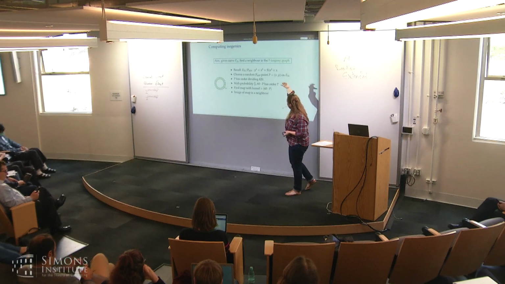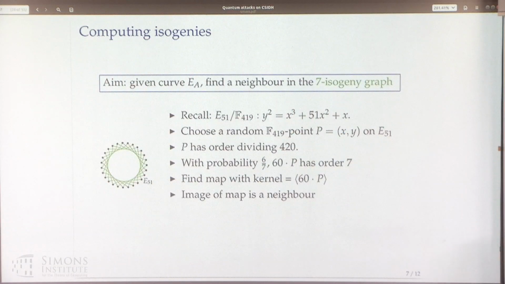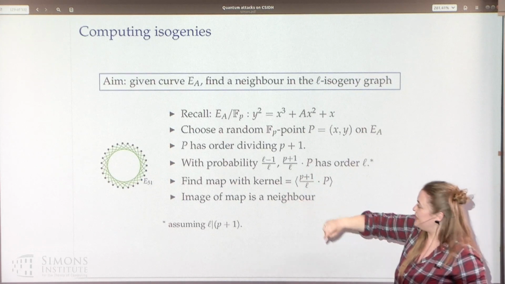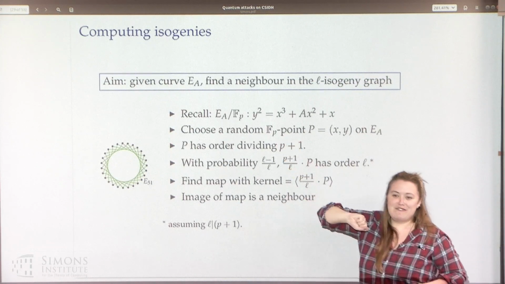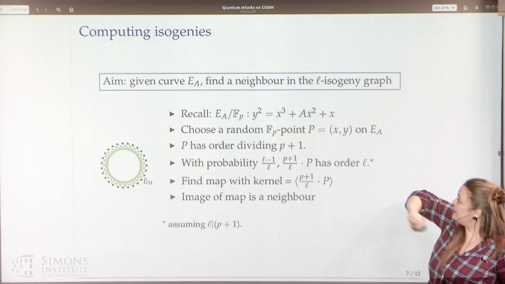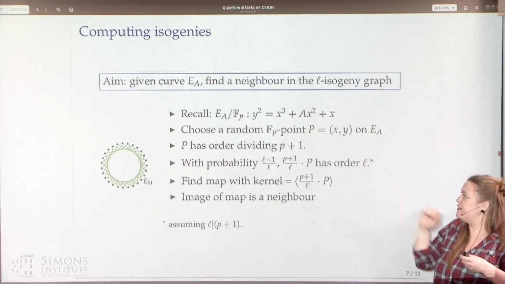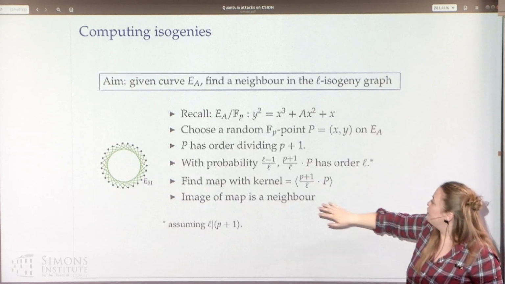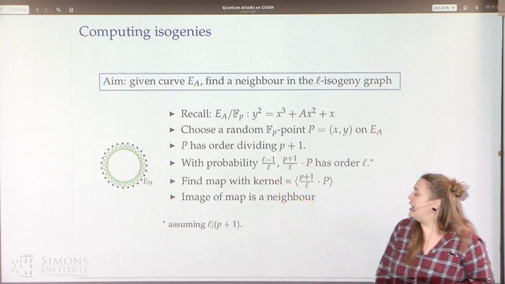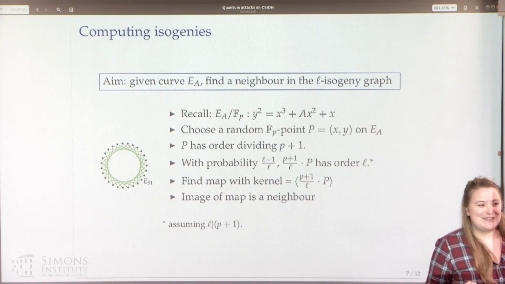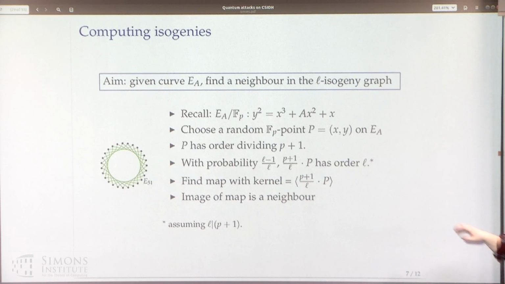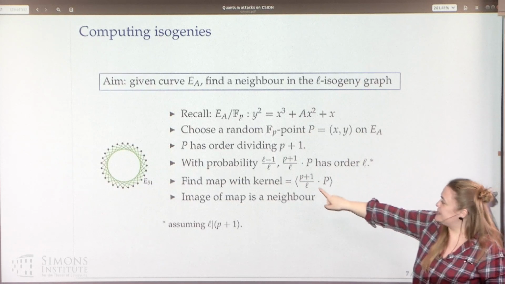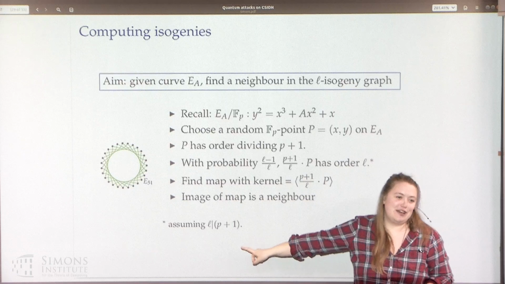Okay, so what does this mean? How do we do this in general? Well, we play the same game, right? Instead of E51, oh, I should have changed that to an EA. I didn't, never mind. So you have EA, a general curve over FP. You choose a random point. It has order dividing P plus 1. And then with probability almost exactly L minus 1 over L, P plus 1 over L times P will have order L. So here you can see it's very important, actually, that L divides P plus 1.